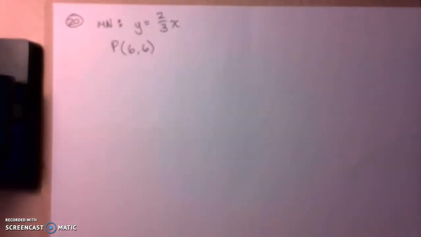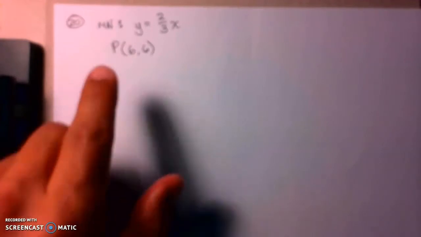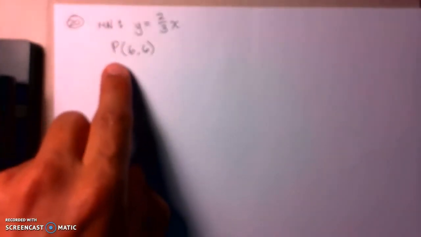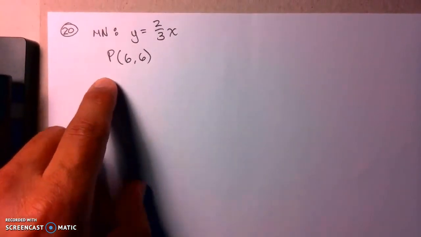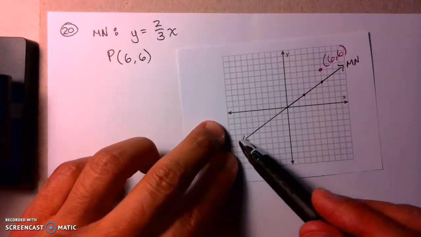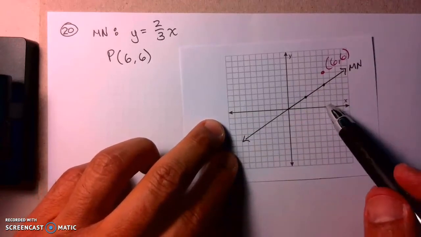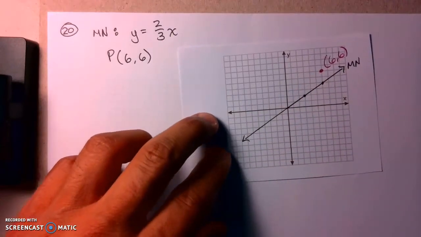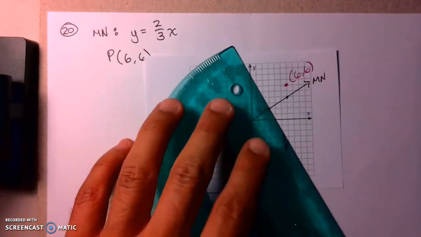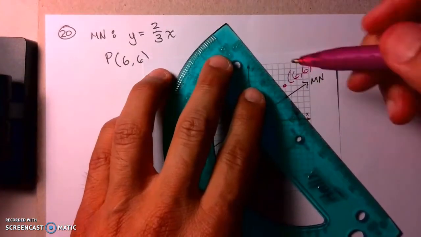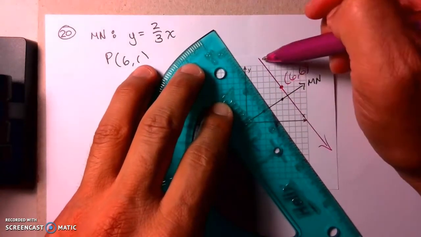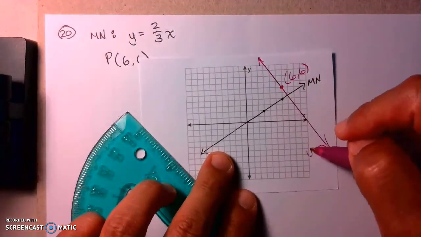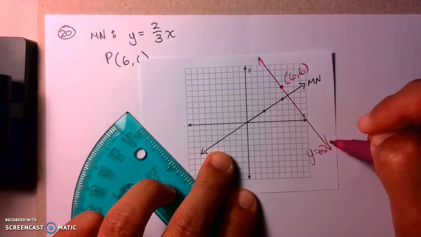Okay, moving on to number 23 here. It says write an equation for the line perpendicular to line MN and contains point P. Let me get this in focus there. So what they're really asking here is, there's this line MN. Here's point P, (6, 6). And we're trying to figure out the equation of a line that's perpendicular to it, not parallel. So I'm just eyeballing this. This is not an accurate thing, but it looks something like this. So what is the y equals mx plus b on this one in pink?